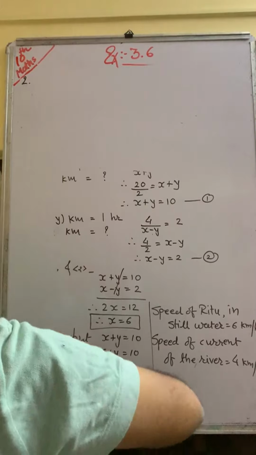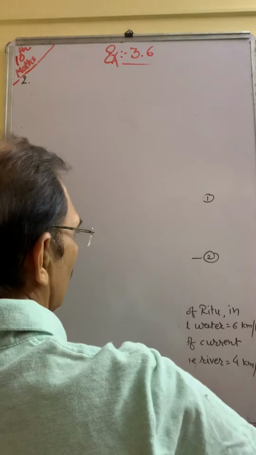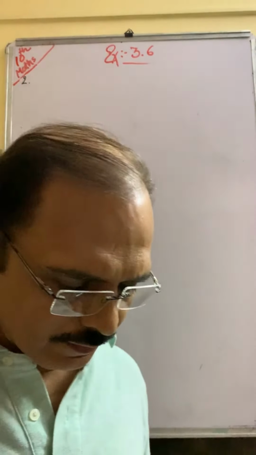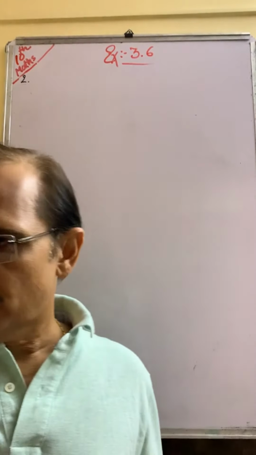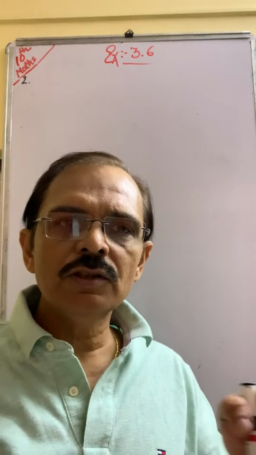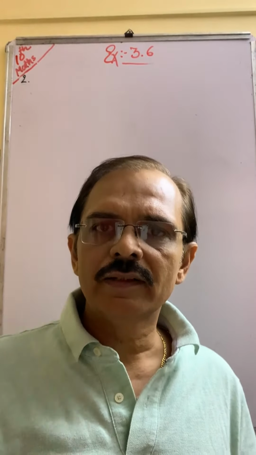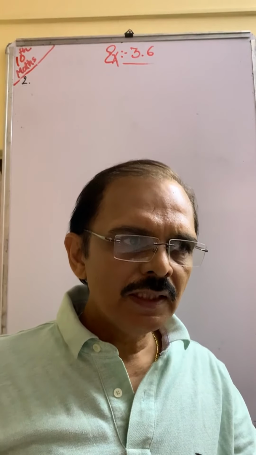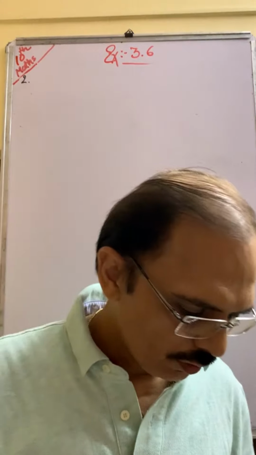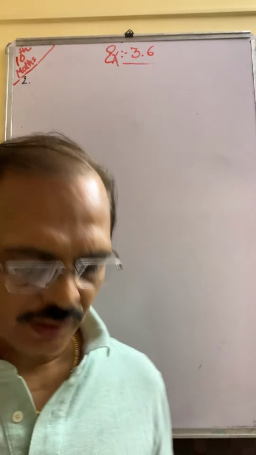Now the second problem is more important than this one also. This is a question of work and time. You have learnt about it. You know that work and time are reciprocal to each other. That means if you increase the number of persons to do this work, then time decreases. If the number of persons decreases for the same work, then time increases. So question number 2 is based on this.